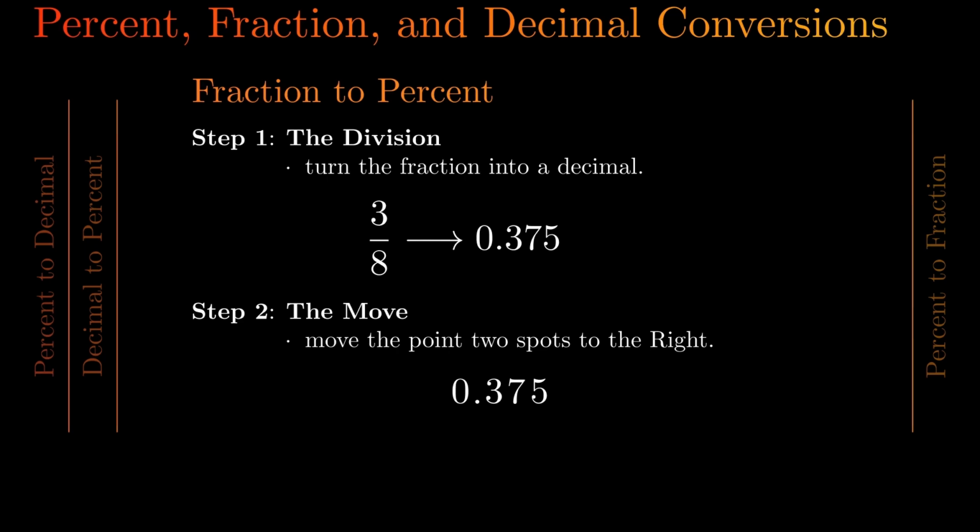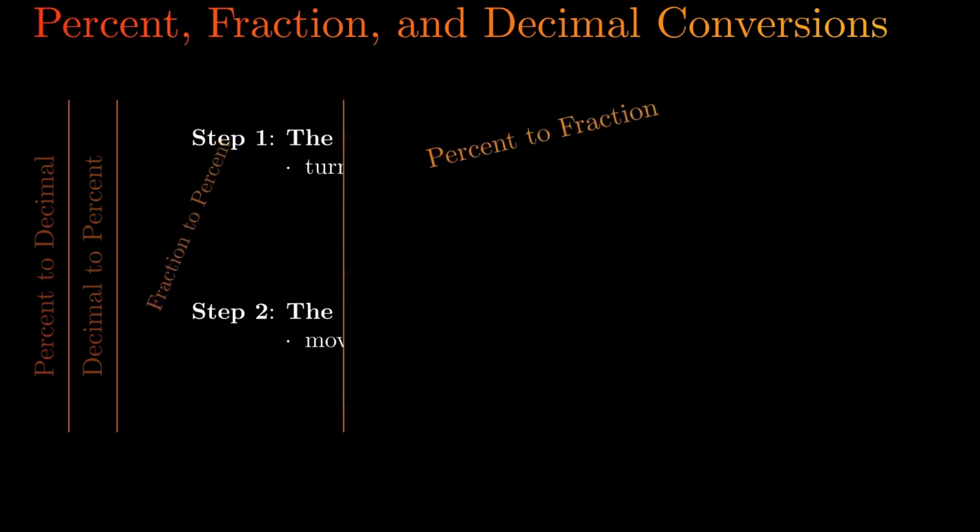Remember our rule. To go from decimal to percent, we move the point 2 spots to the right. Look at 0.375. Find the dot. Jump 1, it hops over the 3. Now it looks like 3.75. Jump 2, it hops over the 7. Stop. Plant the decimal right there between the 7 and the 5. Add the percent sign at the end. So our final answer is 37.5%.